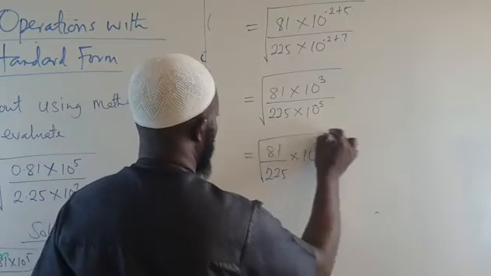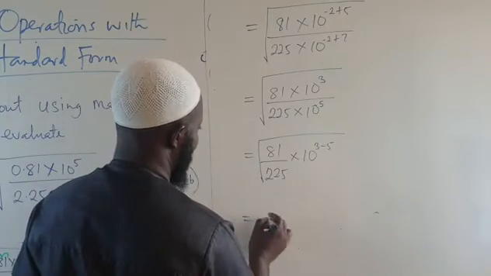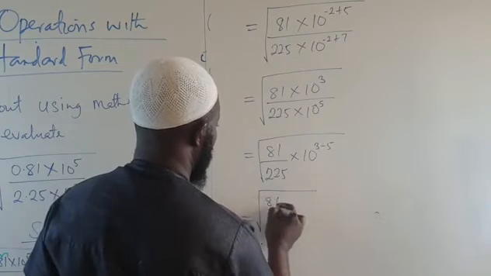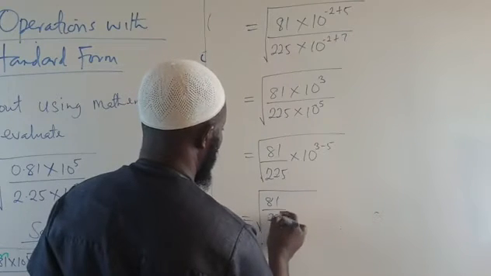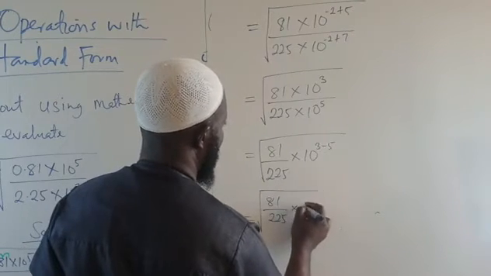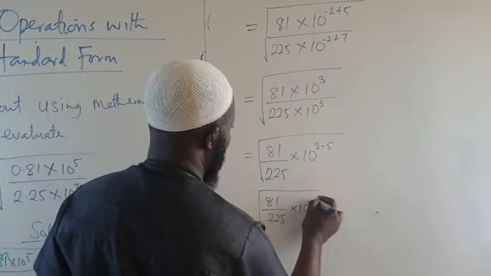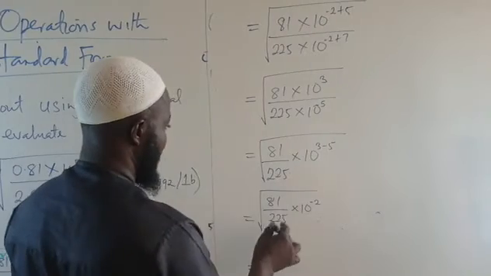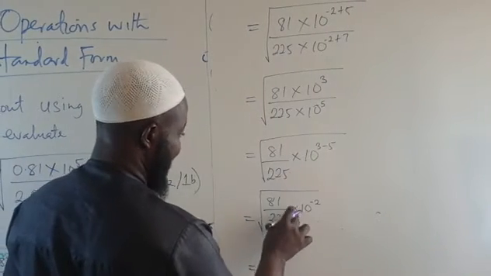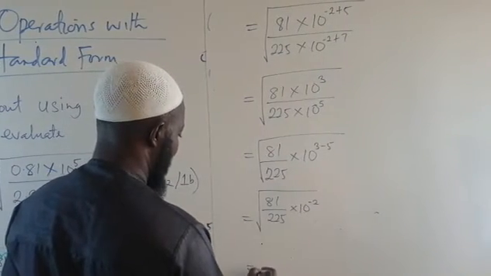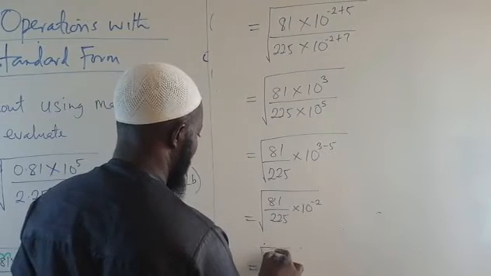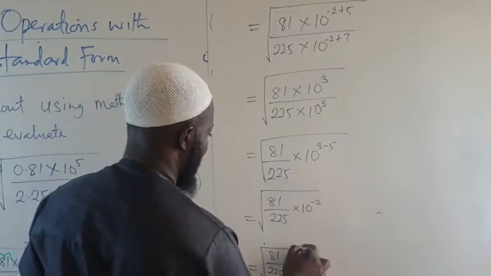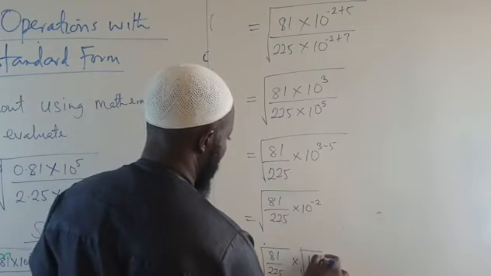So put the square root there. So we have this square root of 81 divided by 225 times 10 raised to the power minus 2. Now let's start to break this down. Since what we have is multiplication, we can have this square root of 81 divided by 225 times square root of what? 10 raised to the power minus 2.